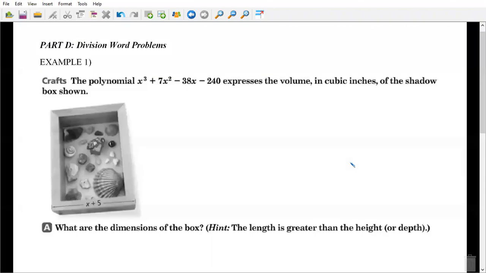All right, the very last piece of this thingy is word problems. This is part E, not part D. I know my alphabet.